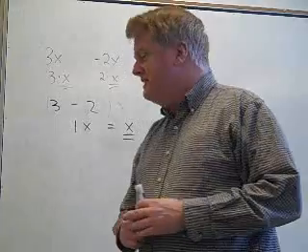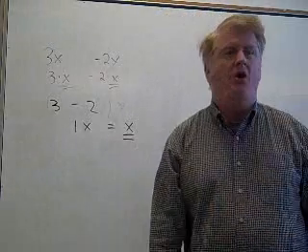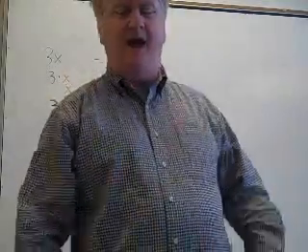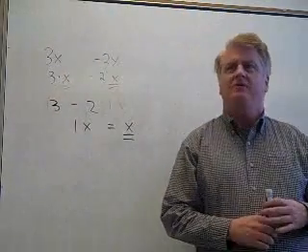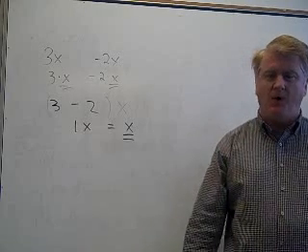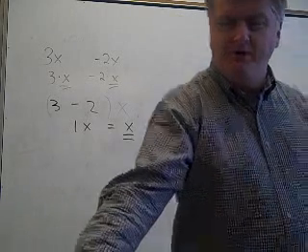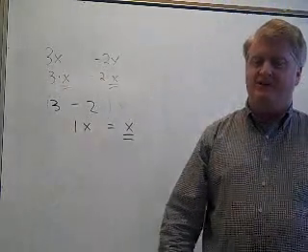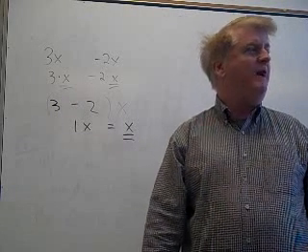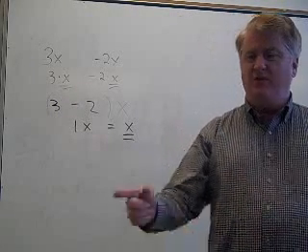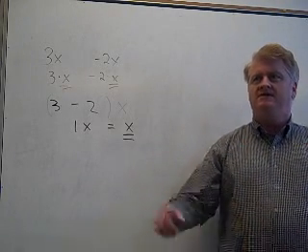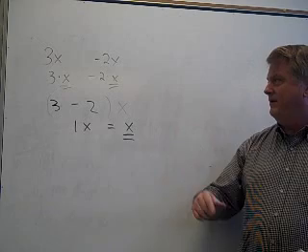Important to know what's not like terms, though. 5x and 2y are not like terms because they have a different variable. One has x, one has y. It's also important to know that you can't just do that combination on something like 3x and 2x squared, because even though it's the same variable, it's not raised to the same power.